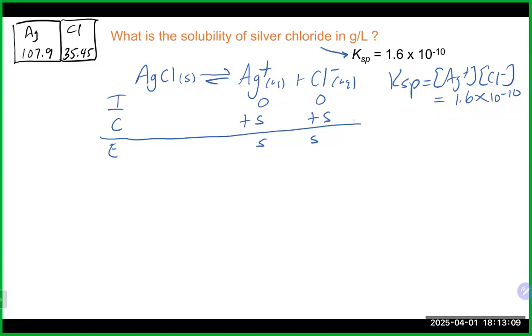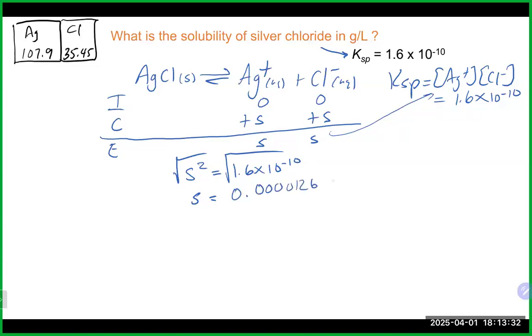Just like we do with X's, we're going to plug that back in there. That's going to give us S squared is equal to 1.6 times 10 to the minus 10. A little square root action on both sides is going to get us, dare I say, a lot of zeros: 0.0000126 as our S value in this case, if I didn't lose a zero along the way, hopefully.